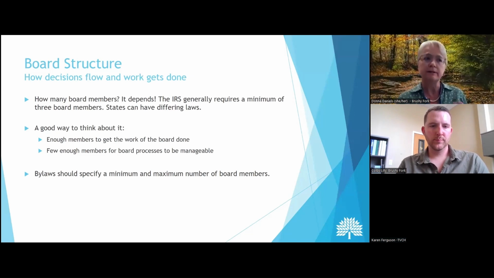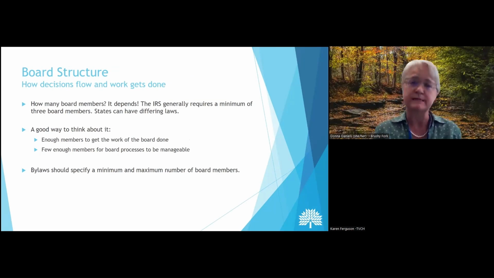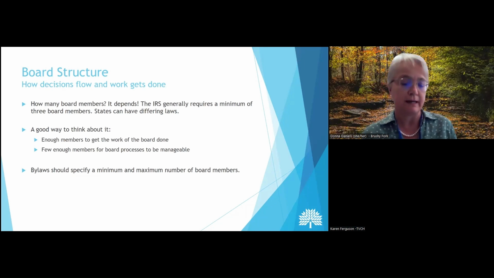Now, the IRS generally requires a minimum of 3 board members. That's not to say they won't approve a nonprofit status application with fewer than 3 members, but they will sometimes deny those applications if you don't have at least 3 board members. And states can also have differing laws. So a good rule of thumb is to have a minimum of 3 board members. But a really good way to think about it is that you want enough board members to get the work of the board done, and few enough for the board processes to be manageable. We'll talk a little more about what that looks like.